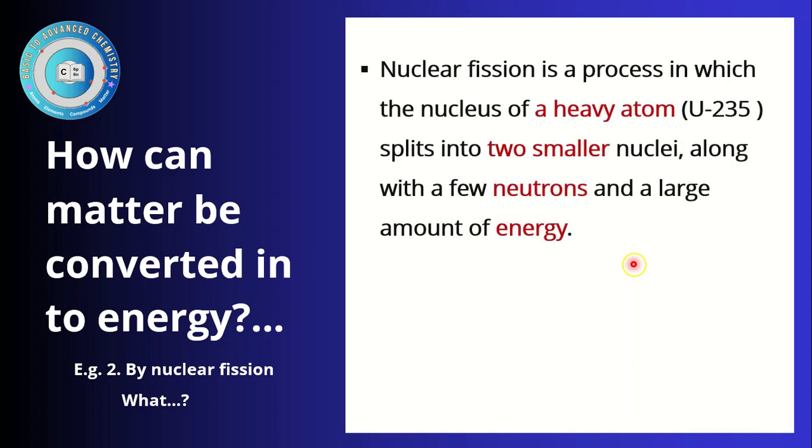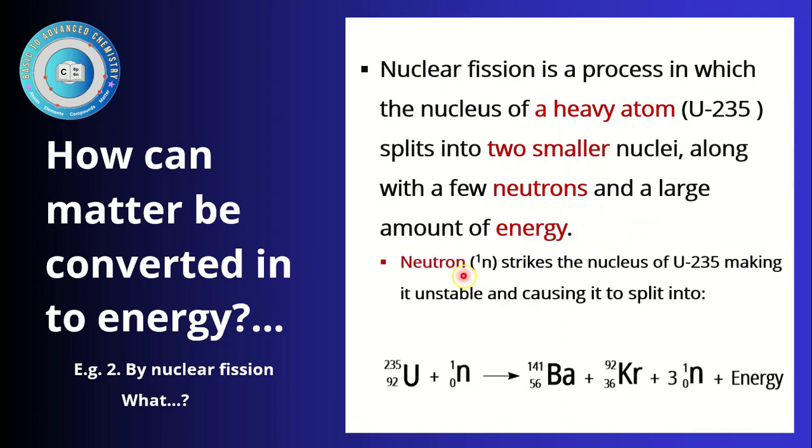Nuclear fission is a process in which the nucleus of a heavy atom like uranium-235 splits into two smaller nuclei along with a few neutrons and a large amount of energy. How does this work? A neutron strikes the nucleus of uranium-235, making it unstable and causing it to split into two.